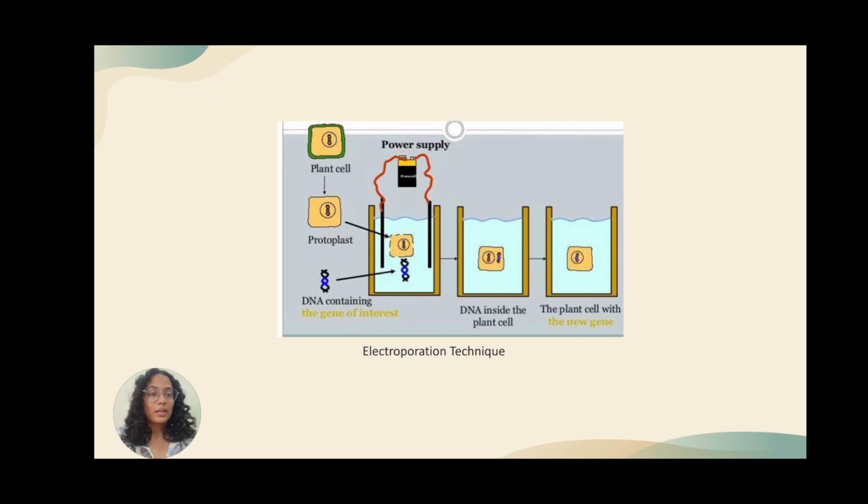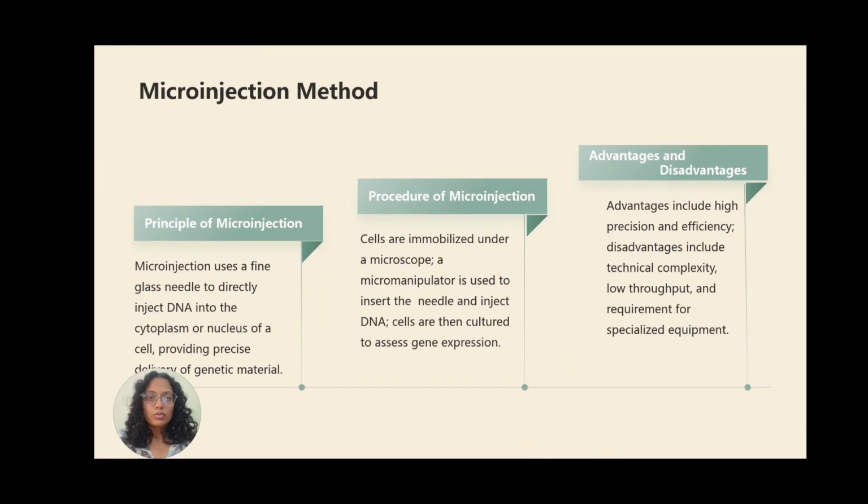Now when we pass current through it, there is formation of pores, as I told you earlier, in the plasma membrane, and incorporation of the gene of interest has taken place. Again, this cell can be cultured in vitro to give rise to a plant that will be expressing the characteristics that we want in it. Now the next topic to study is the microinjection method.